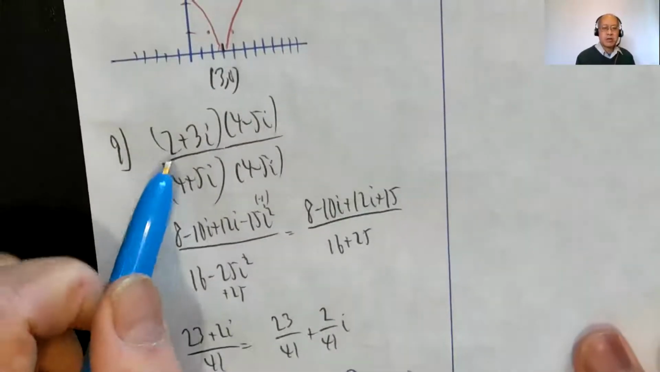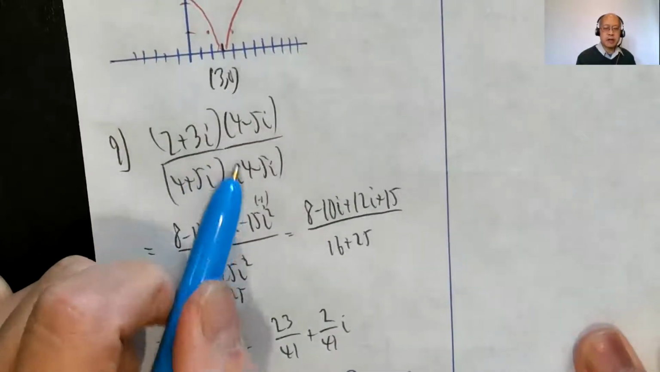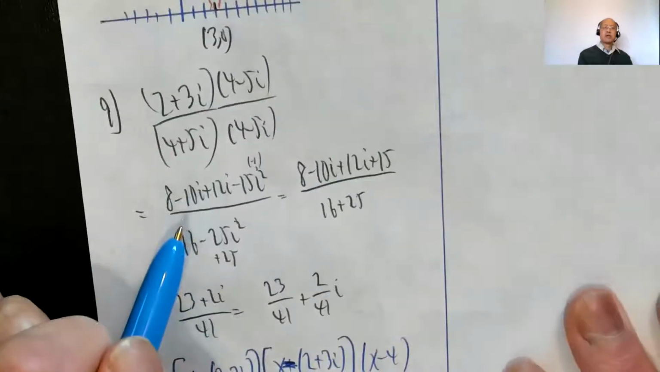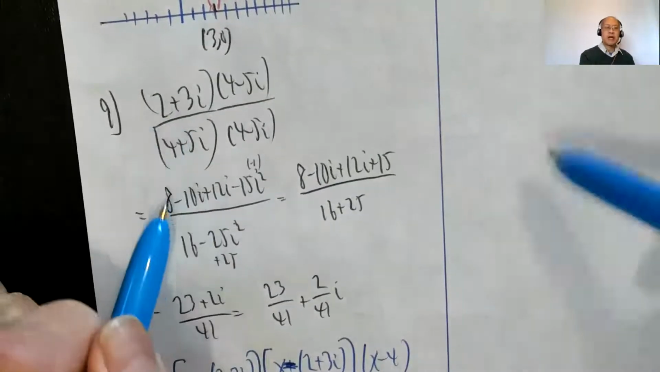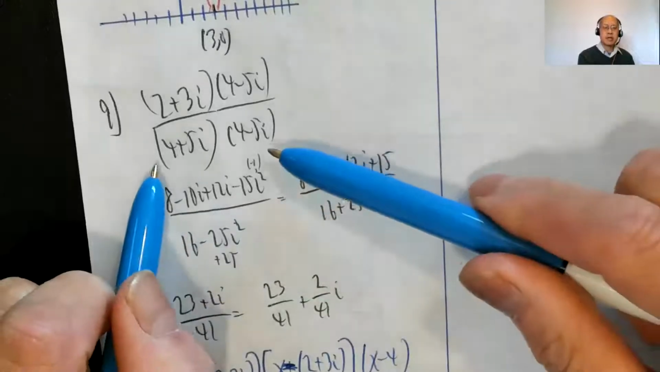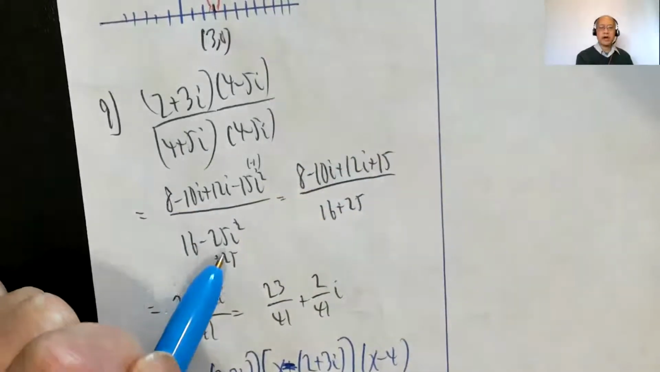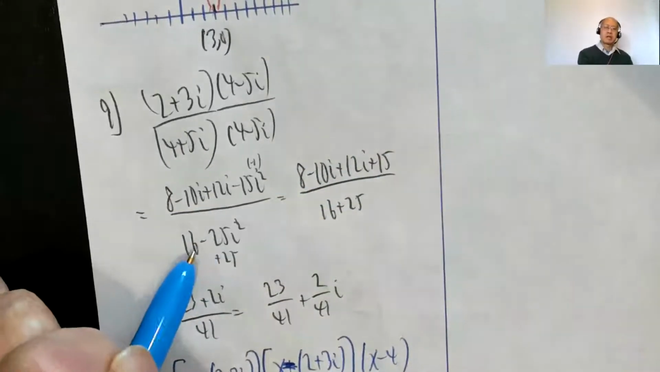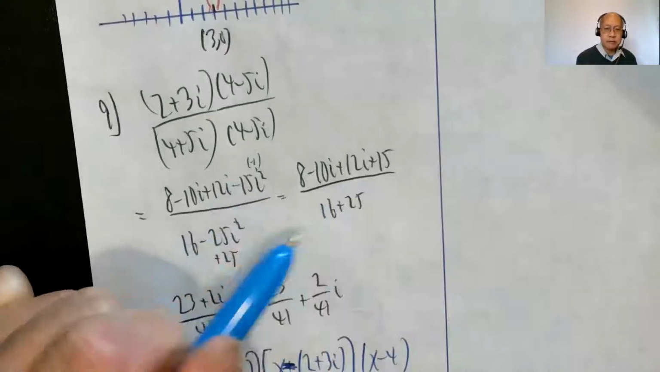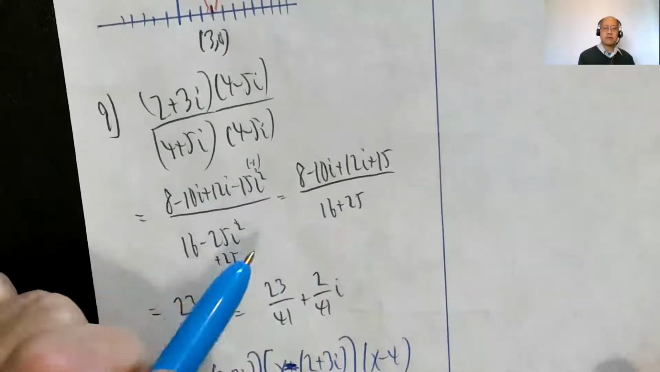Number 9, multiply by the conjugate of the denominator in the top and bottom, 4 minus 5i over 4 minus 5i. So the top by FOIL is 8 minus 10i plus 12i minus 15i squared. The bottom is 16 minus 25i squared. I squared is -1. That becomes 16 plus 25. -15 times -1 is plus 15 over 16 plus 25.